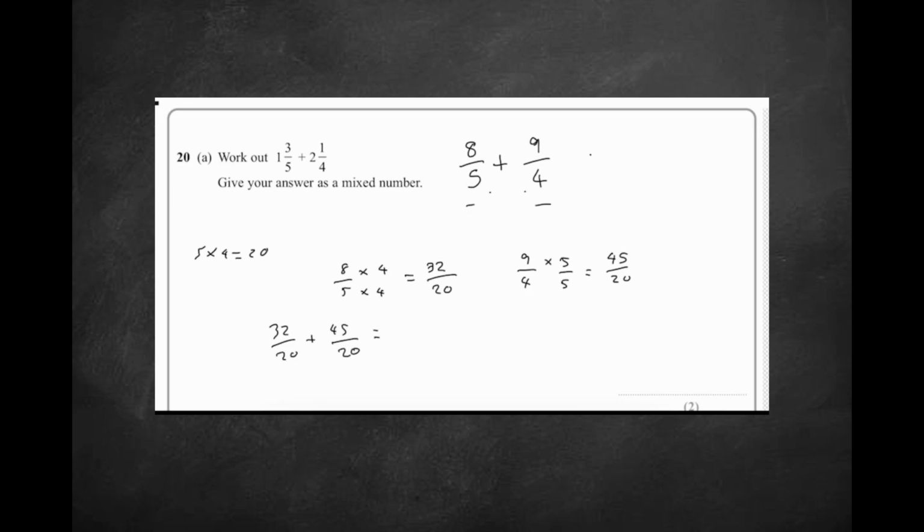Adding these together, we just get 77/20. But the question wants us to give it as a mixed number. So that's just going to be 60/20 plus 17/20, which is just 3 and 17/20.